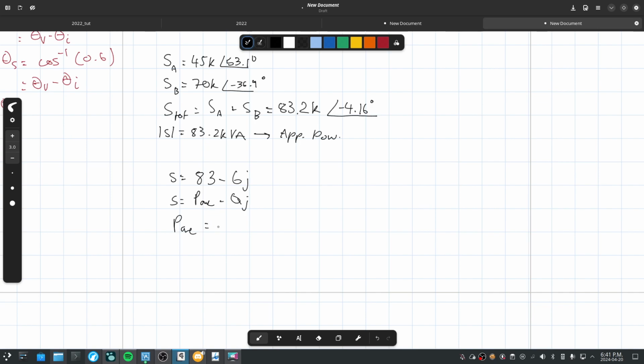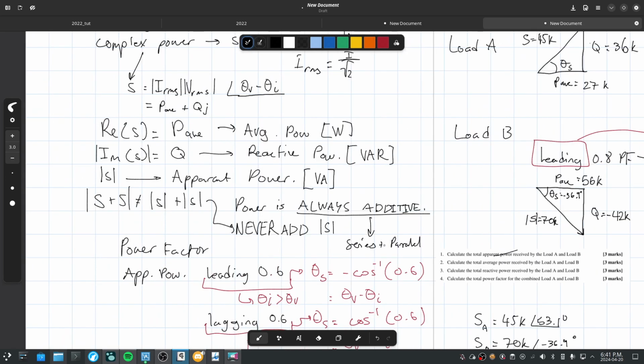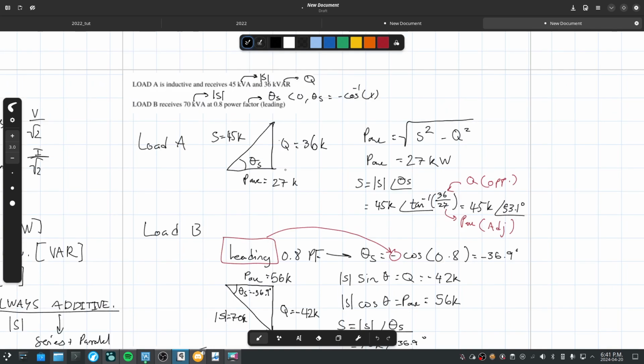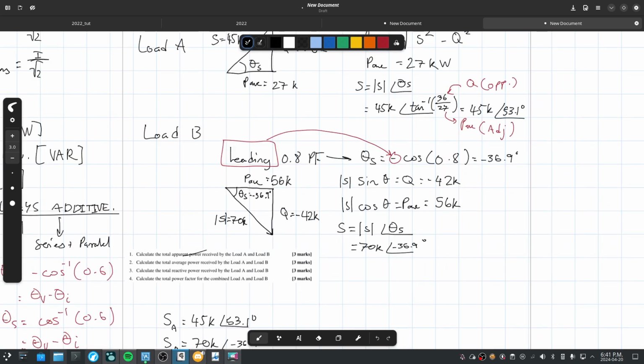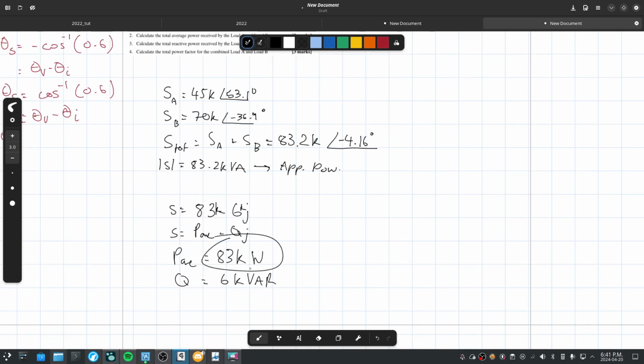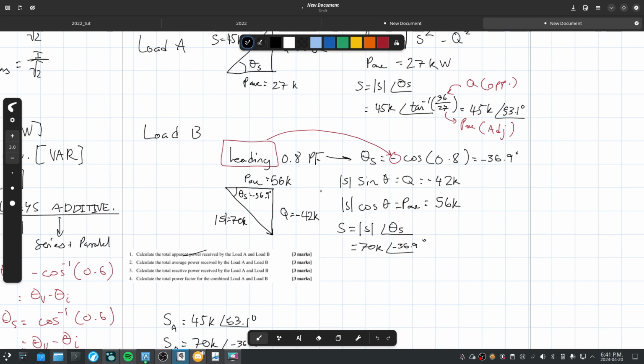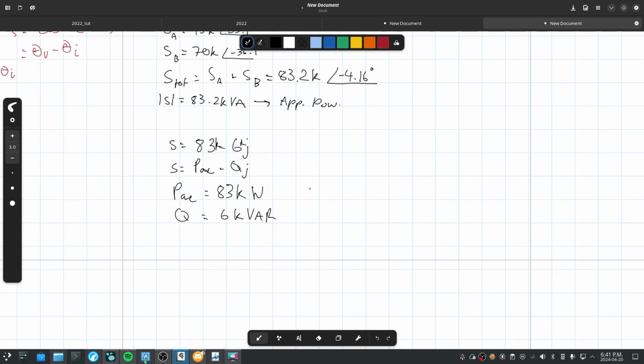So, P average, that's 83,000 watts. And our reactive power is going to be 6,000 volt-amps reactive. That's it. And we can prove this by adding the other powers together; you can add any power except apparent power. So let's try adding the other stuff together. Here we have 27,000 plus 56,000. That's 83,000. Here we also have 36,000 minus 42,000. We get negative 6.